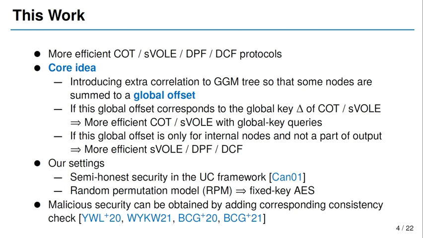In this work, we consider semi-honest UC security in the random permutation model. The random permutation model is usually implemented using fixed-key AES in practice. And we know that malicious security can also be obtained by using the corresponding consistency check.